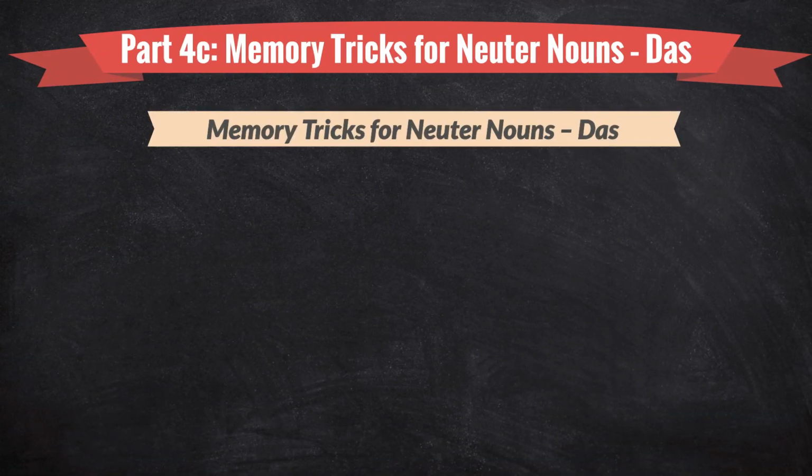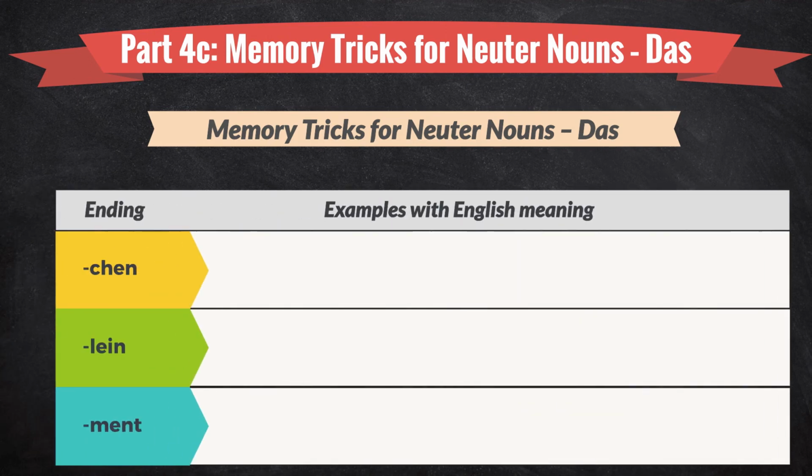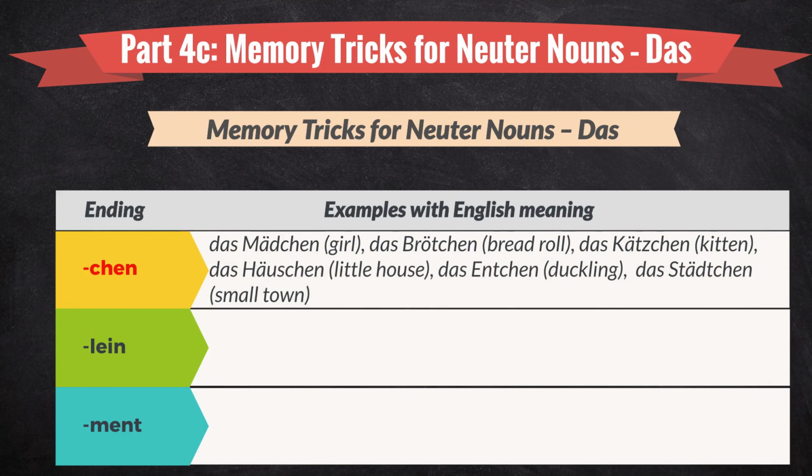Memory tricks for neuter nouns. Das. Neuter nouns often have endings that show they are small or diminutive. One of the most common endings is -chen. For example, das Mädchen means girl, das Brötchen means bread roll, and das Kätzchen means kitten. Other nouns with this ending are das Häuschen, meaning little house, and das Entchen, which is duckling.